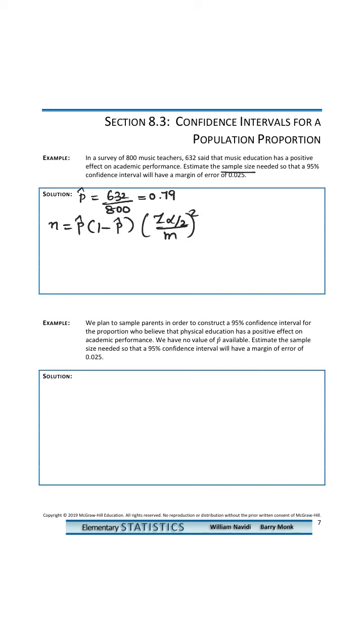So we already know these two. Now we need to find the critical value. Critical value at 95% confidence interval is 1.96. So we can substitute this value here.